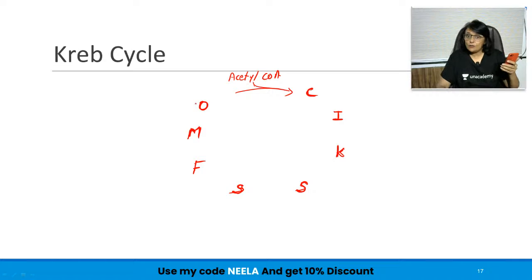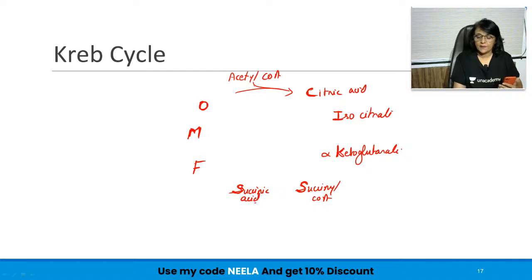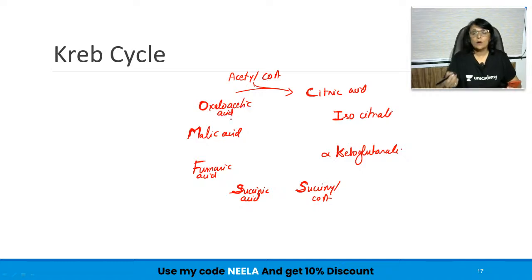Now, can we write down the names? This is citric acid. This is isocitrate. This is alpha ketoglutarate. This is succinyl coenzyme A. This is succinic acid or succinate. This is fumaric acid or fumarate. This is malic acid or malate. This is oxaloacetic acid or oxaloacetate. And then the next step is to number the steps.